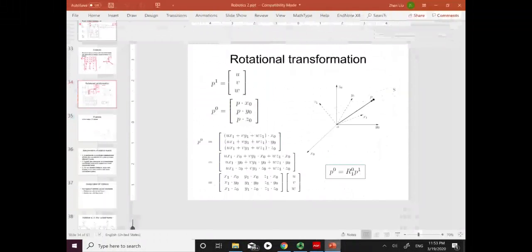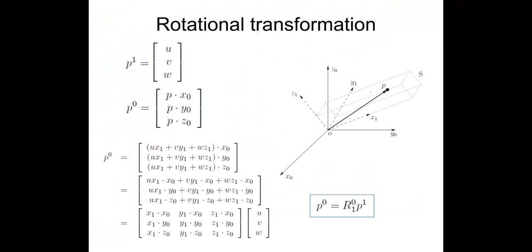Okay, so previously we just talked about the rotation matrix between two frames. So let's see what the rotation matrix can do more. Okay, so let's see the rotation of a vector. So in this figure, we have a vector p.